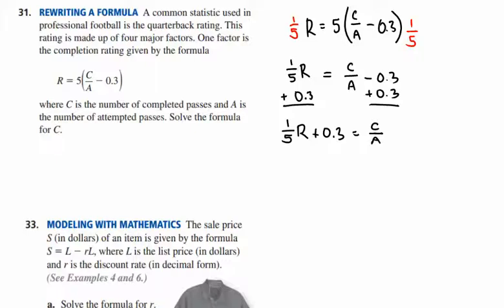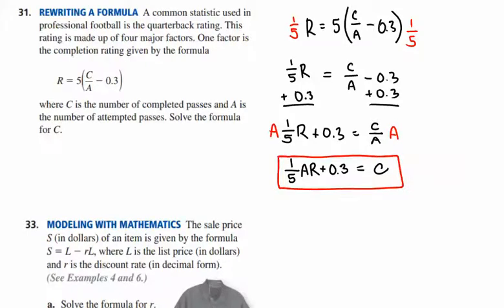And we're almost to the point where we want to be. We want to isolate C, so what we're going to do is then multiply both sides by A, and that will leave us with, I'll bring the 1/5 out first, attempts times the rating plus 0.3 is going to equal the number of completions. Now, I guess that might be interesting to either a football player or to people who are interested in watching a lot of football. All right, we're going to go on to the next example, number 33.